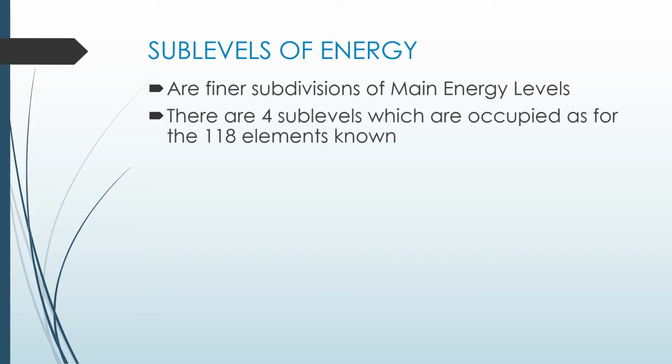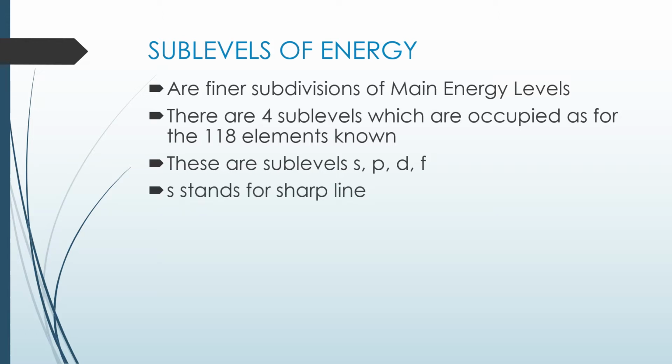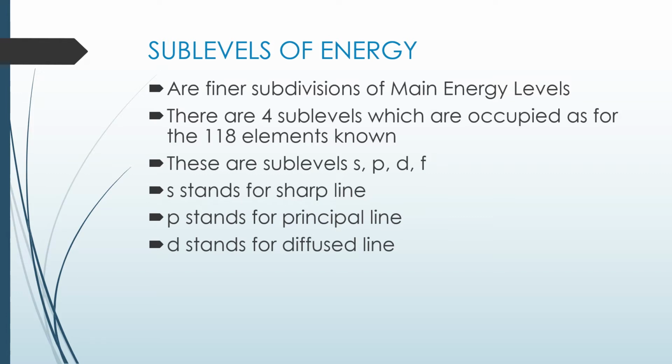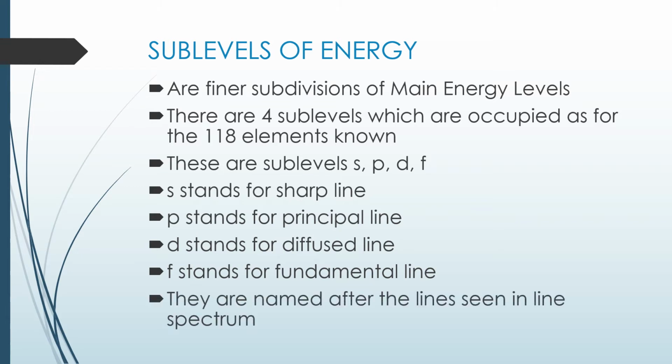As for now, with 118 known elements, there are 4 occupied sublevels. And these are sublevels S, P, D, and F. S stands for sharp line, P stands for principal line, D stands for diffused line, and F stands for fundamental line. They are named after the lines seen in the line spectrum when atoms are studied under a spectrometer.